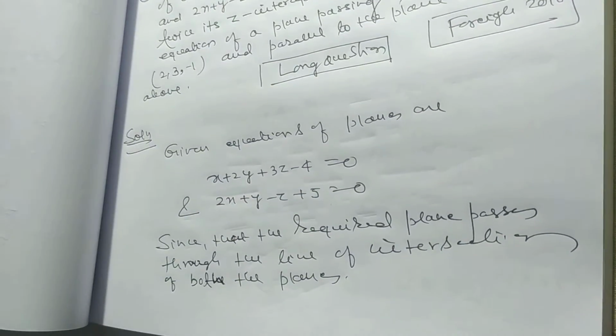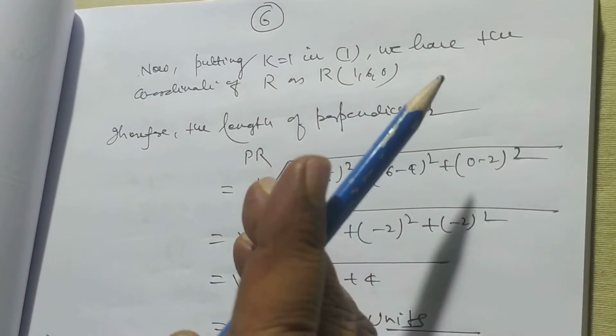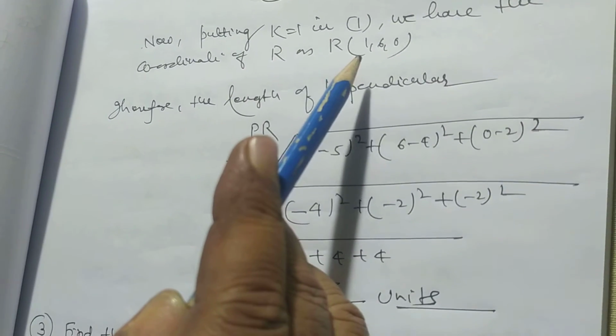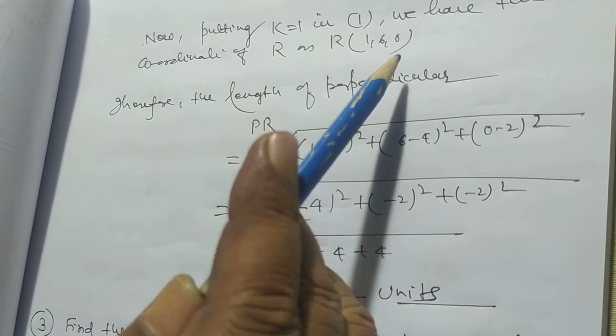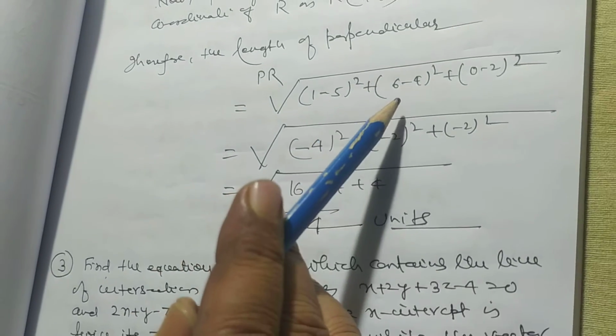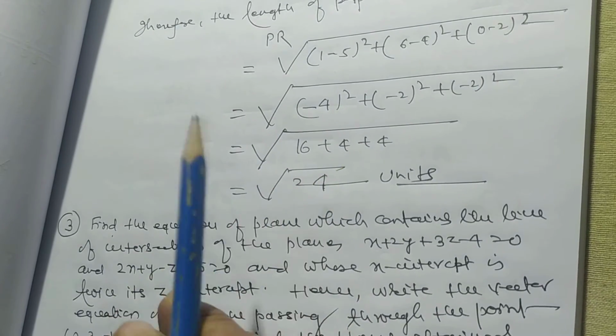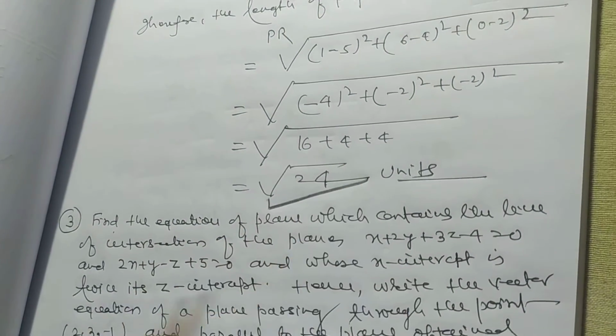So now putting k is equal to 1 in the first, we have the coordinates of R as R (1, 6, 0). Therefore the length of the perpendicular is the square root of (1 minus 5) whole square plus (6 minus 4) whole square plus (0 minus 2) whole square, and it will be root 24 units.